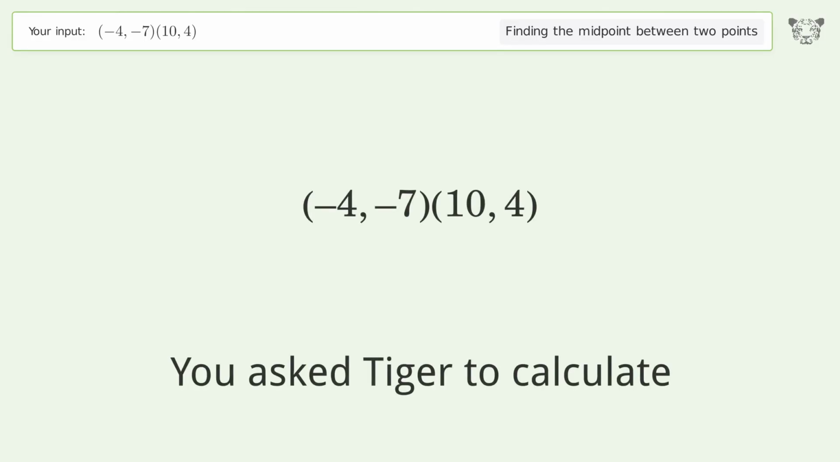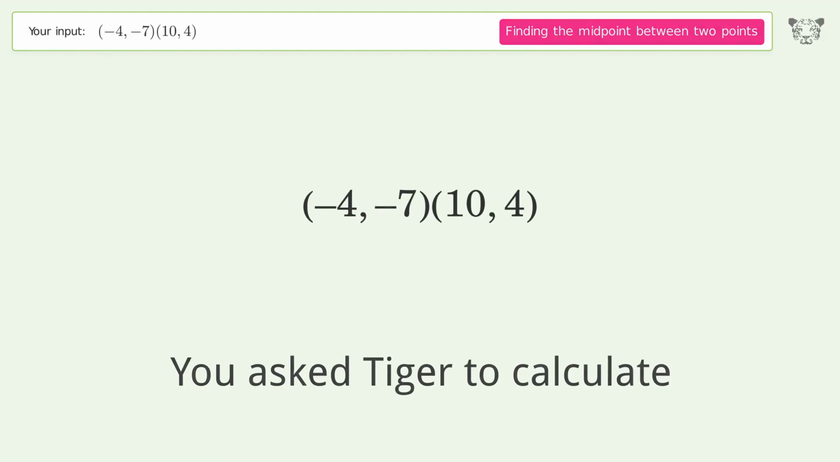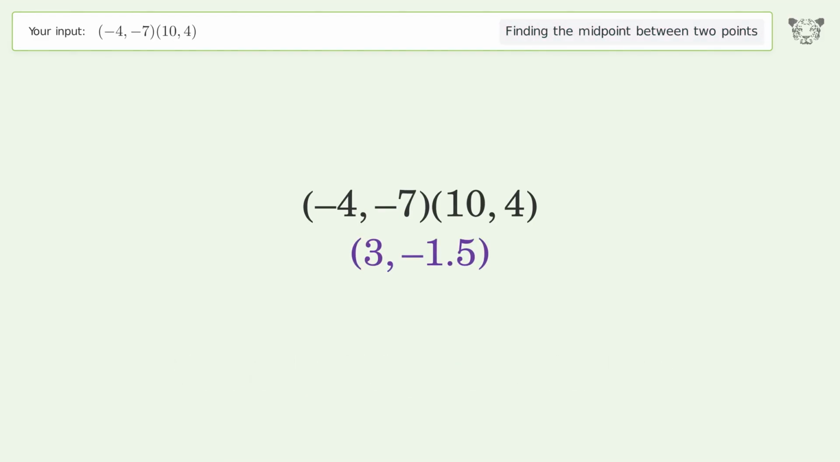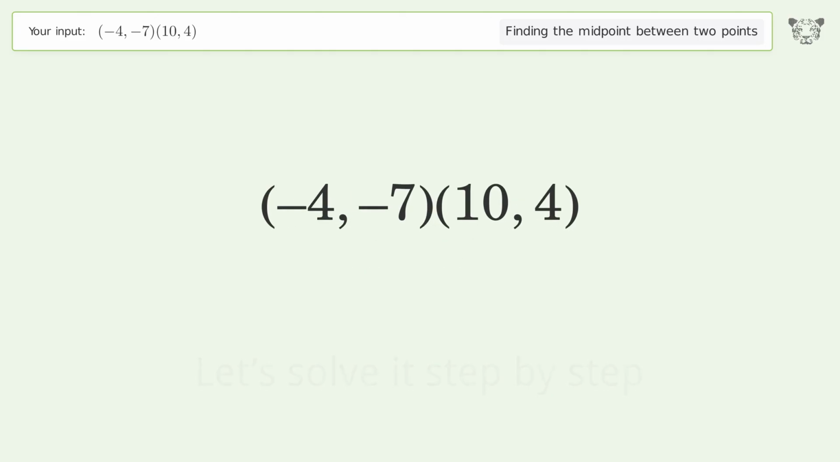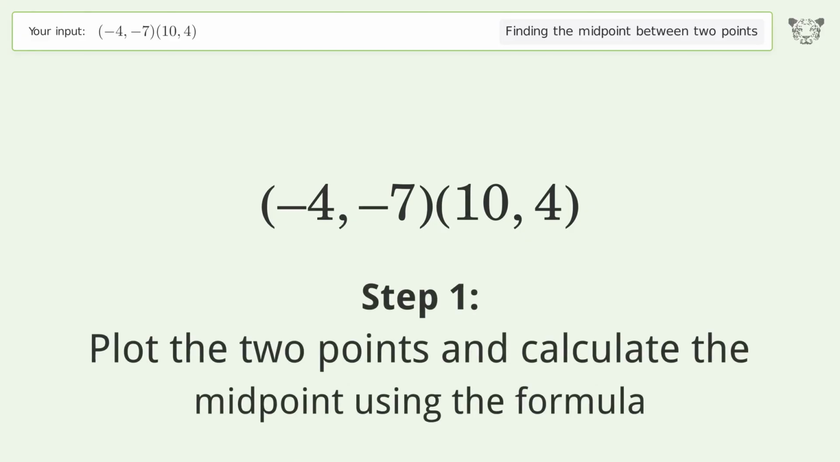You ask Tiger to calculate. This deals with finding the midpoint between 2 points. The midpoint between the 2 points is 3, -1.5. Let's solve it step by step. Plot the 2 points and calculate the midpoint using the formula.